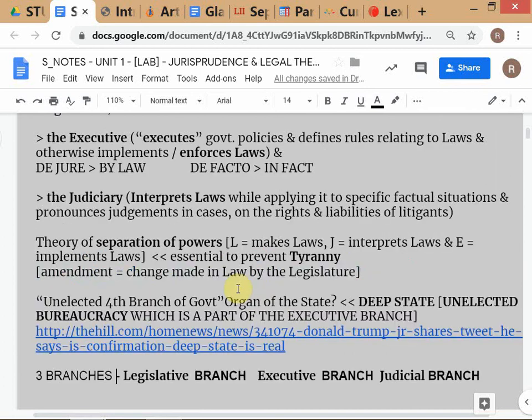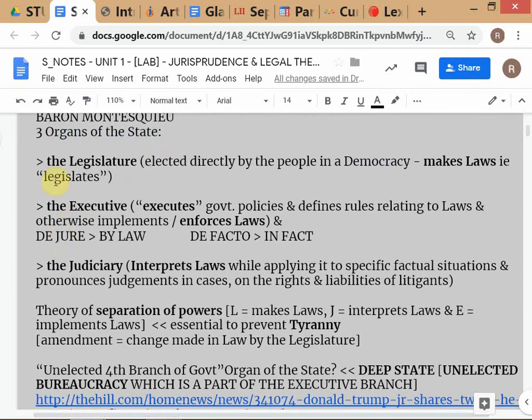The categories are the same, but the language is slightly different. The point of this is to make sure that nobody says judiciary branch. No, it's not different. What I'm saying is that there are three branches or three organs of the state: the legislature, the executive and the judiciary.